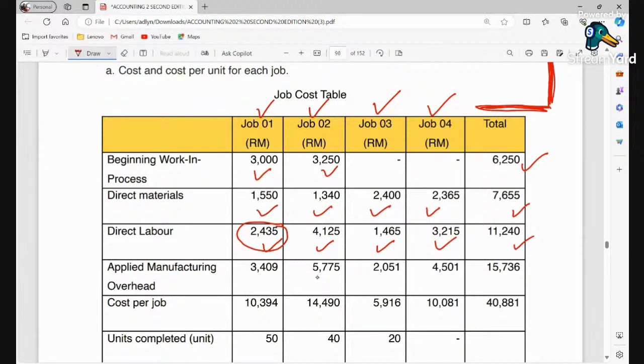Alright, okay, so the same thing here, this is also 140%. Kita darab dengan direct labor cost. Direct labor cost, it's not direct labor hours. So we are going to do the same thing for job 3 and job 4 and then kita jumlahkan. So this is your total applied manufacturing overhead. Last kali baru kita jumlahkan. So job 01 total dia 10,394, job 02 14,490, and then 5,916 for job 03, and then 10,081 for job 04.